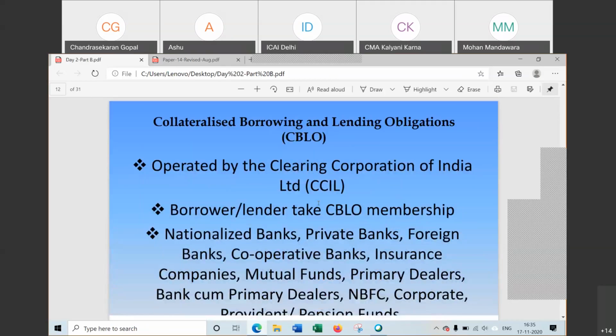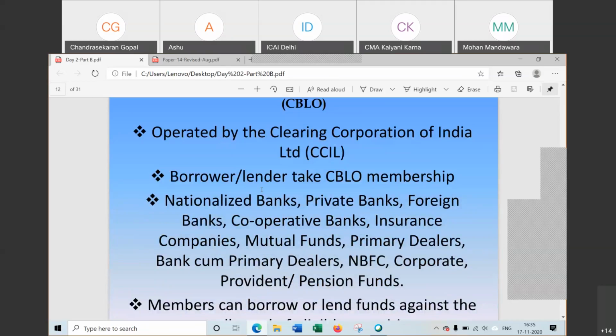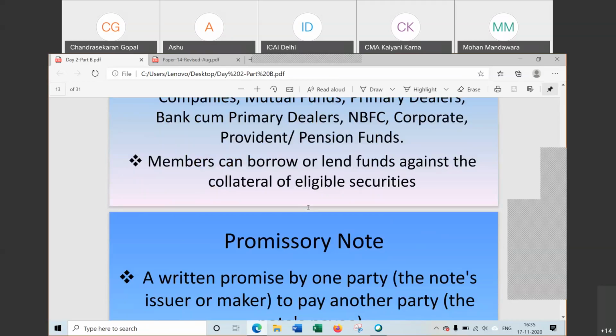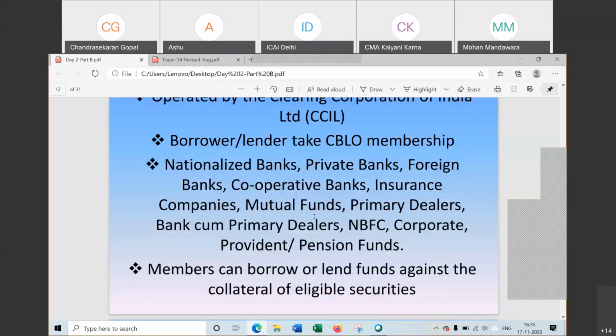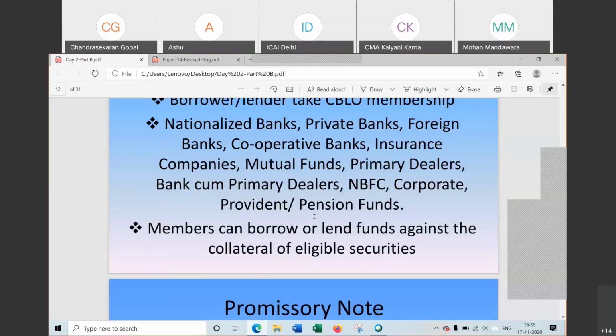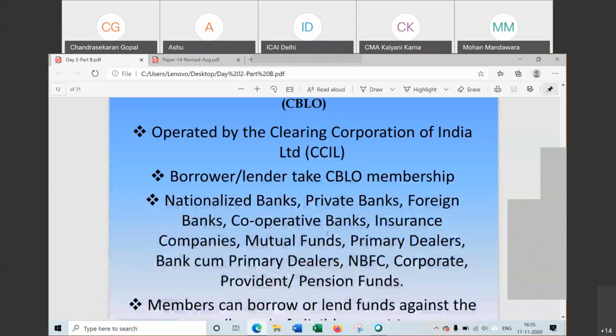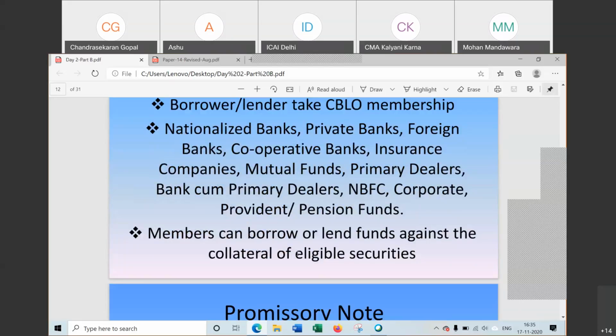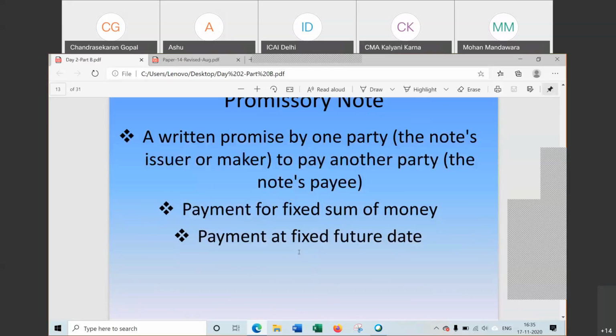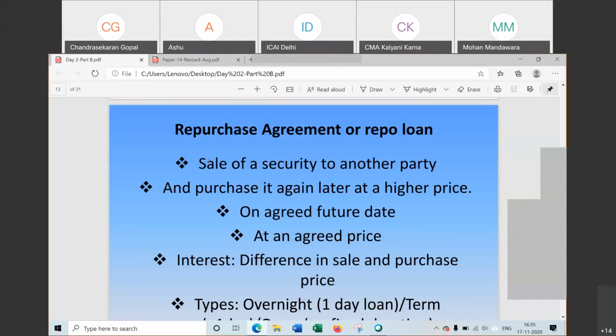Now CBLO, that is operated by CCIL. Membership we have to take, and borrowing and lending is done with the help of collateral. Repo loan is where first the security is sold, then purchased at a higher price.